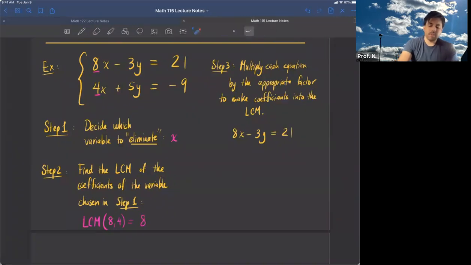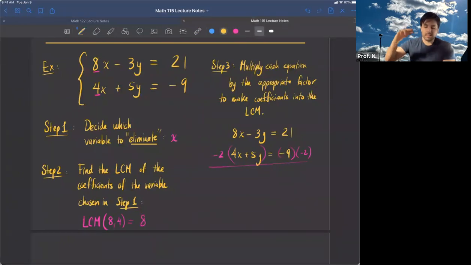However, for the second equation, the 4 here, I have to multiply it by a 2 to make it into an 8. But not just that. I have to multiply by a -2. Now, why do I multiply the entire thing by a -2? Because I want to make them opposite signs. So I'm going to have to say this with opposite signs.